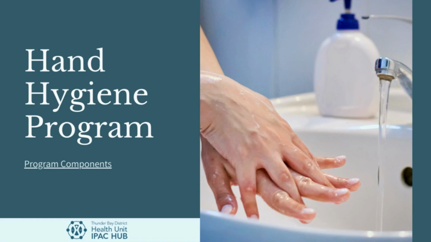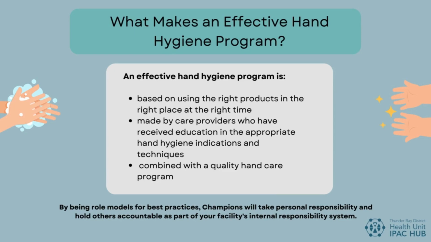There are many different approaches to improving hand hygiene compliance, but the introduction of a hand hygiene program within an organization has been proven to be one of the most effective ways. So, what makes a hand hygiene program effective? An effective hand hygiene program is based on using the right products in the right place at the right time by care providers who have received education in the appropriate hand hygiene indications and techniques. It is also combined with a good hand care program.